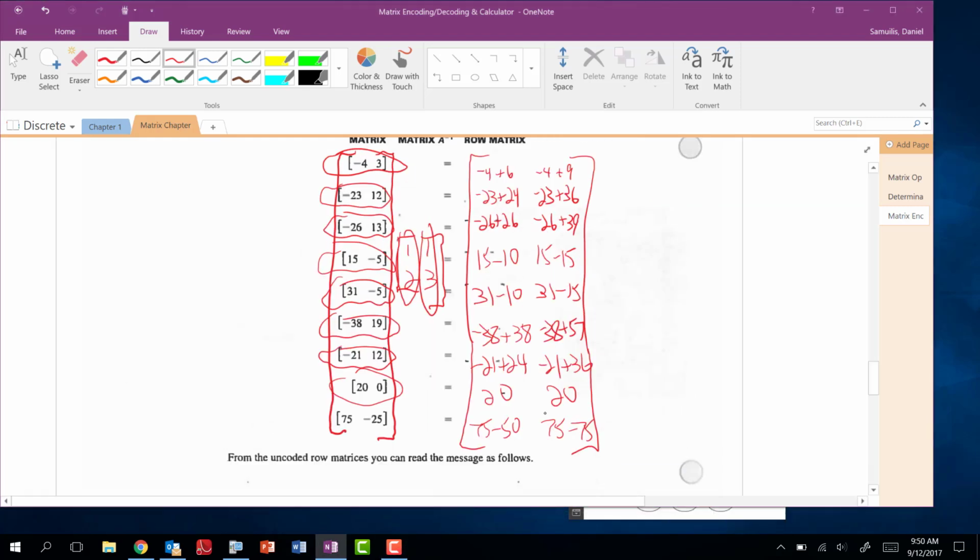Okay, see, here's the point. Why did the person that was encoding put a space at the end and end with a 0? It's because you needed the matrix multiplication to work. You needed a space. So when you're encoding, and say you had 7 letters only, you'd have to add an 8th letter maybe to make it work with multiplying by a 2 by 2. So I just wanted to make a point of that.